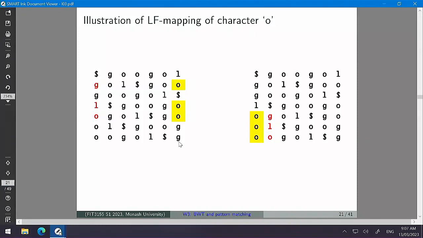Isn't that what we have here? So, what is the rank of dollar? Well, dollar is a unique letter, so it is 1. Okay. What's the rank of G? It starts after 1, so it has to be 2. But then there are 2 of them, so 2 and 3 are taken by G. So it's a cumulative sum basically. So what is the rank of L? It has to be whatever the cumulative sum is plus 1, which is 4. Okay.